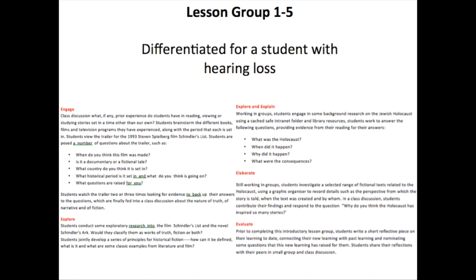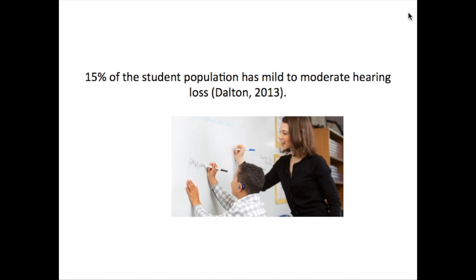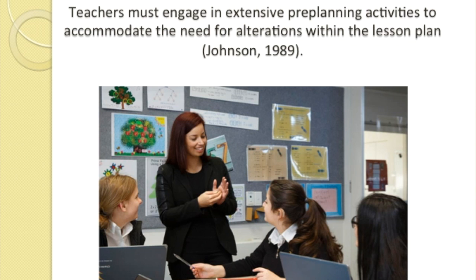I have chosen to differentiate lesson groups 1 to 5 for a student with hearing loss. According to Dalton, 15% of the student population has mild to moderate hearing loss. Johnson argues that to integrate deaf and hard of hearing students into a classroom, teachers must engage in extensive pre-planning activities and strategies to accommodate the need for alterations within the lesson plan.